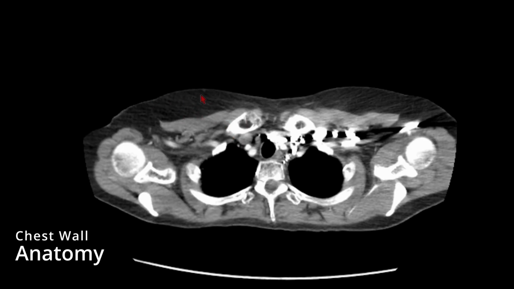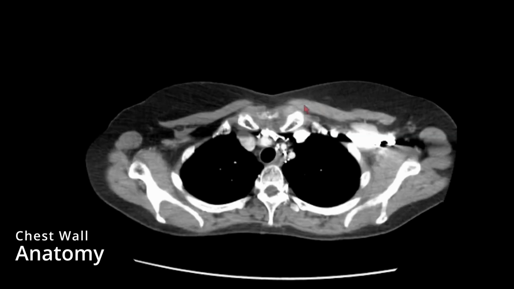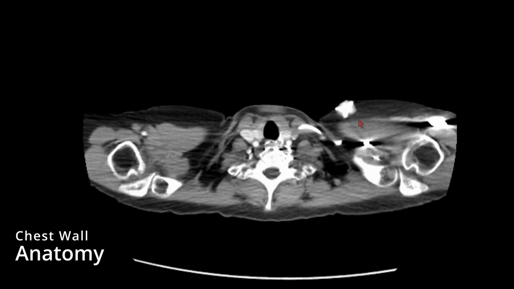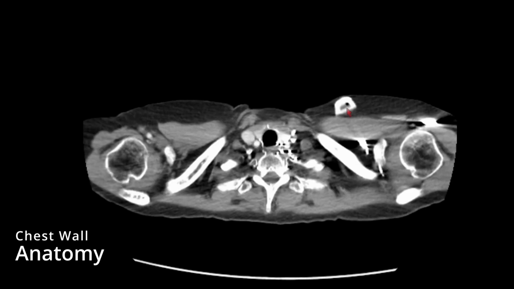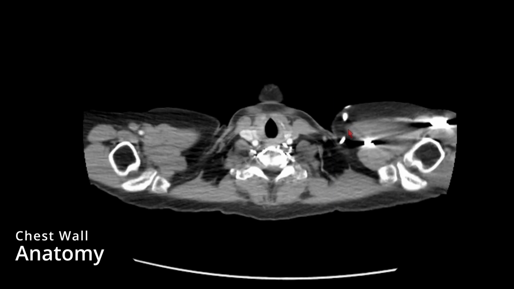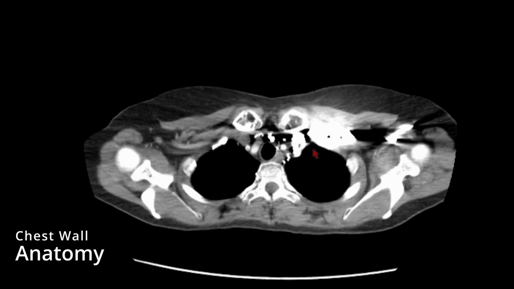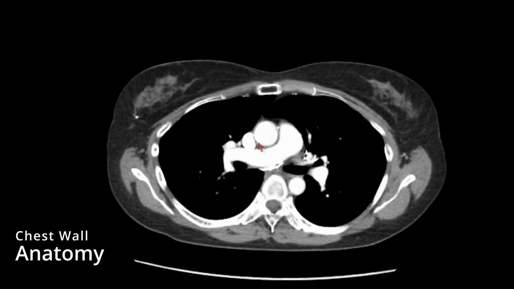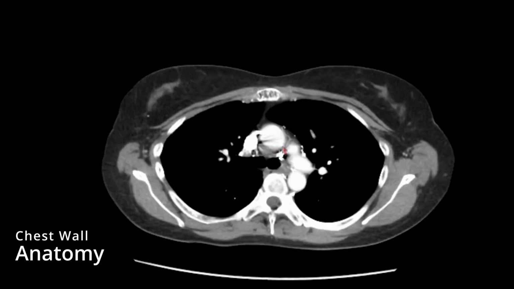The chest wall consists of the subcutaneous tissue right here. In this particular patient, there is this Mediport catheter that is present in the left chest wall that courses above the clavicle and goes into the left brachiocephalic vein down into the superior vena cava.